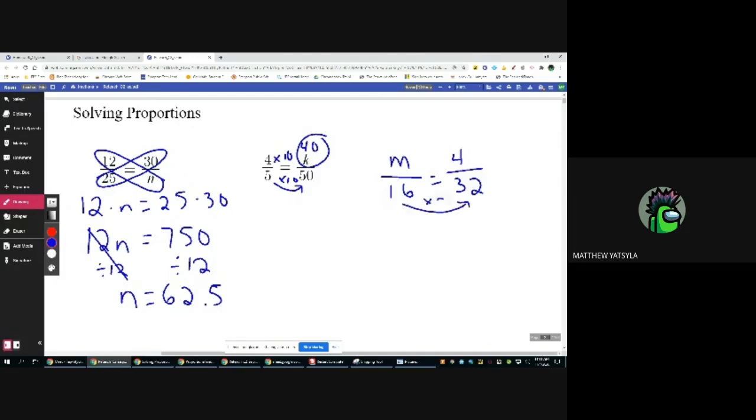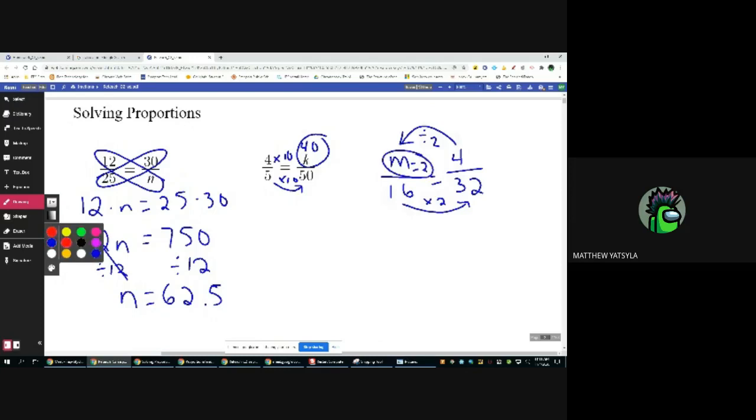16 times 2 gets me 32. So I'm going from left to right. I'm going to multiply in this case. But to go backwards, to go the other way, I have to do the opposite operation. So this would be 4 divided by 2 to get m equaling 2.